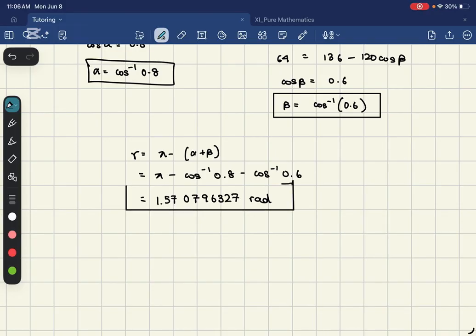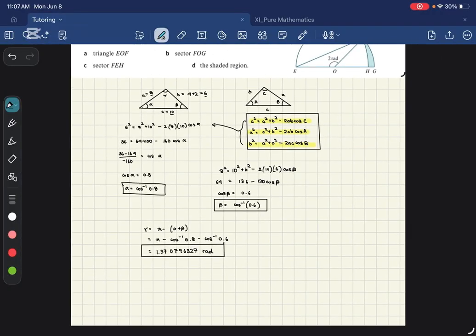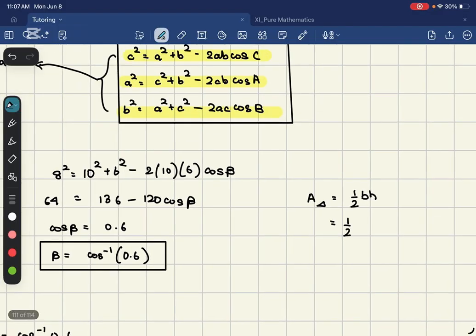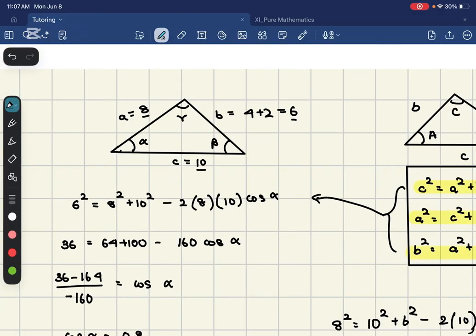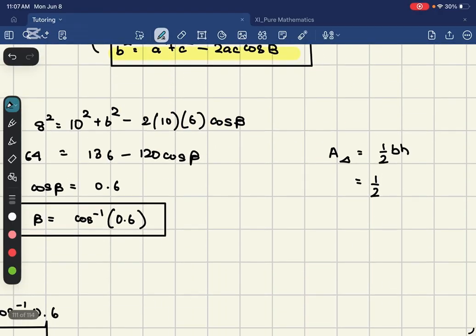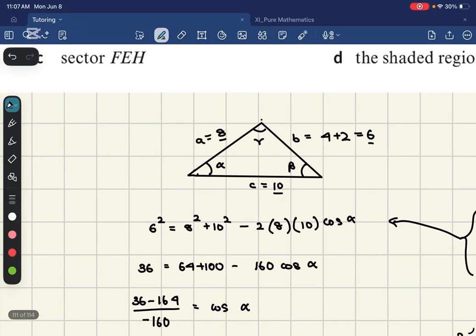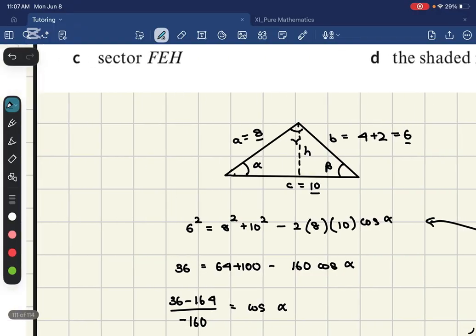So we know our three angles. And if we know our three angles, we can now find the area of the triangle and the three sectors. So let's find the area of the triangle. So your area of the triangle is half base times height. What is your base? Well, your base is just 10, right? So half times 10 times height. So it's going to be 8. So let's drop this line here. This is going to be h, right?